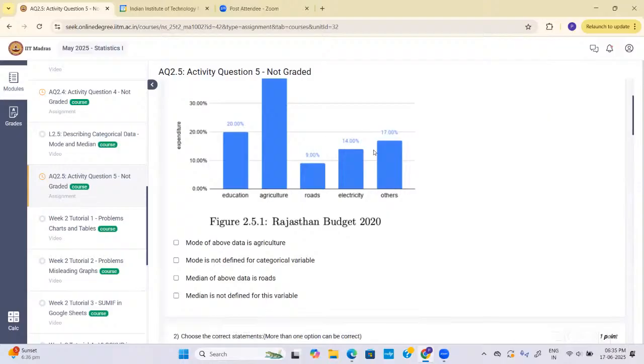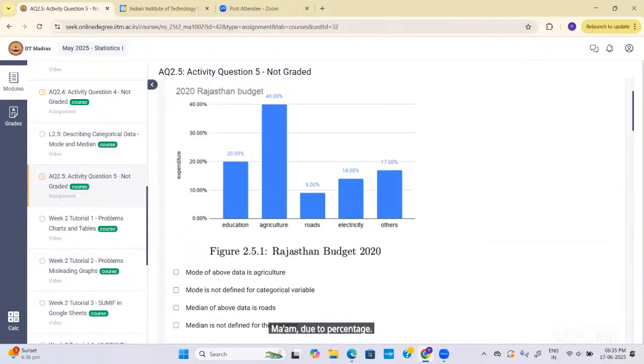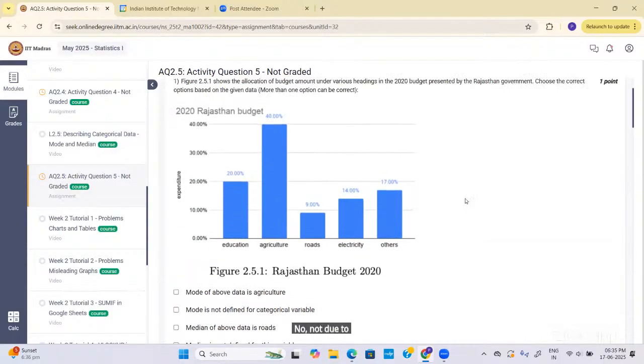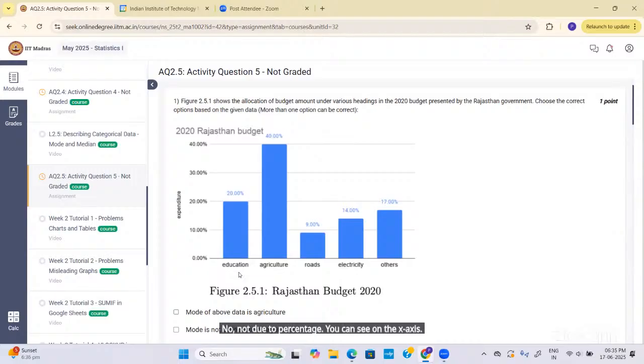Ma'am, due to percentage? No, not due to percentage. You can see on the x-axis, the categories are education, agriculture, roads, electricity, and others. These categories are nominal. Okay, ma'am.